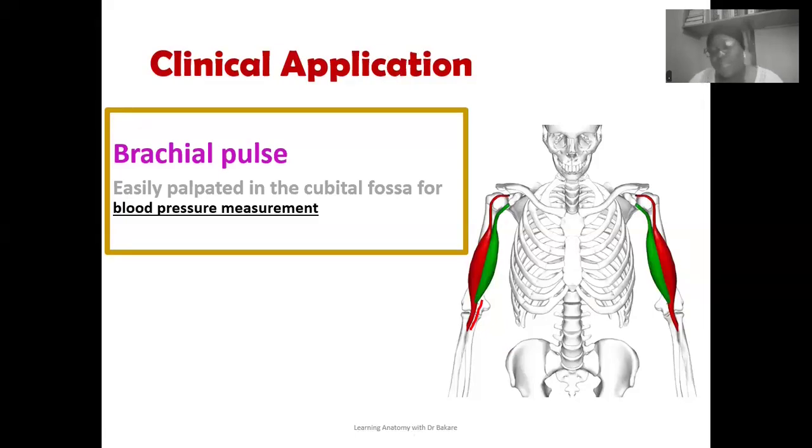If you look at this image by the side, this is where we have the cubital fossa. And within the cubital fossa, we have the tendon of the biceps brachii muscle that is highlighted here in red on this lateral side. And this is where it is finally inserted on the radial tuberosity. So this is where we have the brachial artery that is highlighted here on the medial side. And at this point, it is being used for blood pressure measurement because of its pattern of placement.